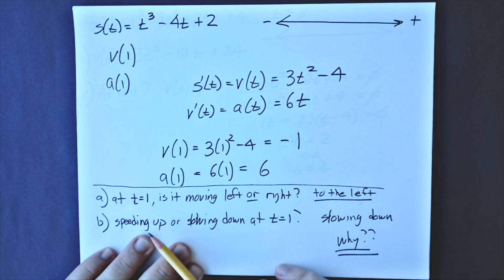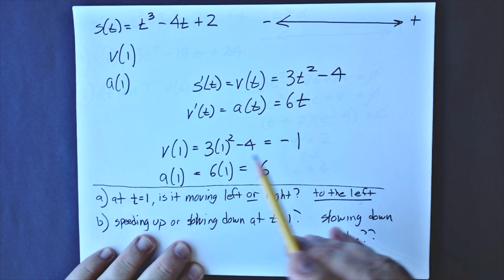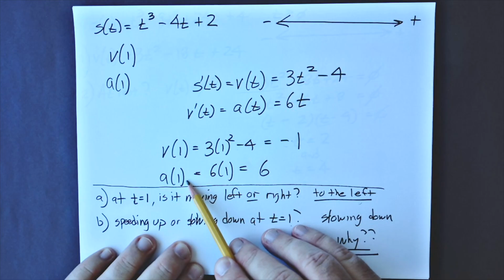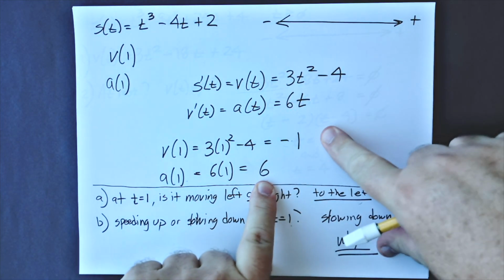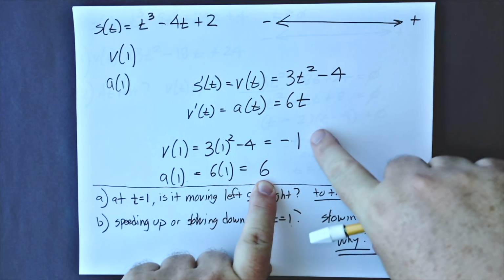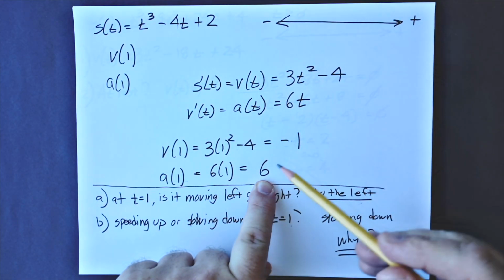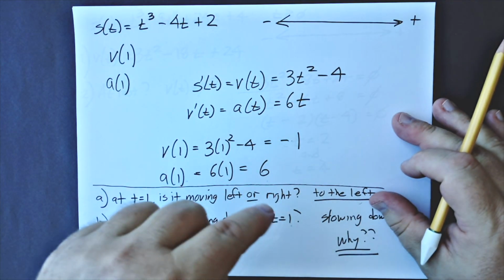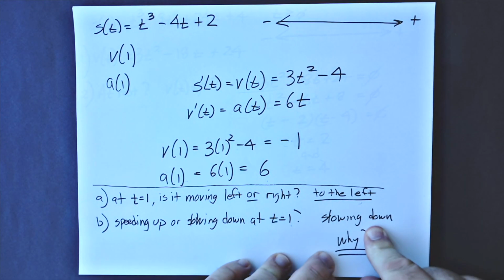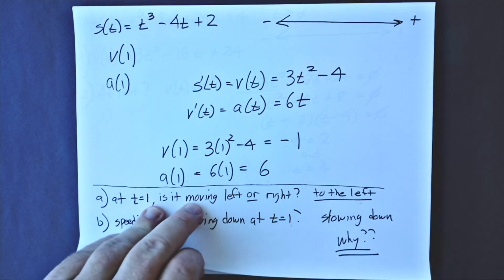So we want to know what's happening at t equals 1. I plug 1 into my acceleration function and I get 6. Do you notice this is a positive number, that's a negative number. So while I am moving to the left, I'm also slowing down. So yes, I'm moving to the left and I'm slowing down.